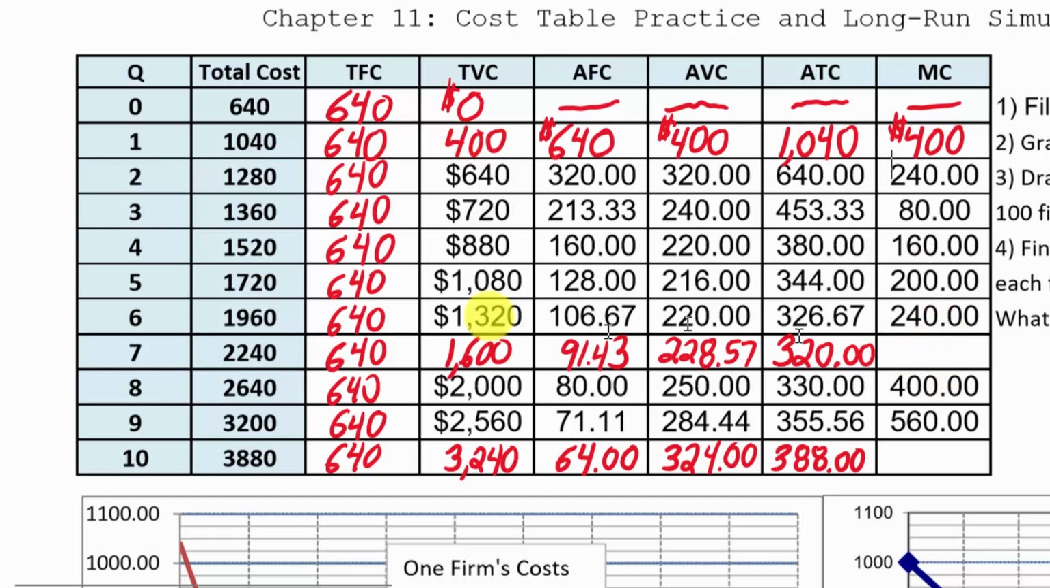Now, skipping along to the 7th unit, the additional cost is either $2,240 minus $1,960 or $1,600 minus $1,320. Got to get the same answer either way. Looks like it's $280. And the marginal cost of the 10th unit, $3,880 minus $3,200 or $3,240 minus $2,560. That last 10th unit costs $680 to produce.